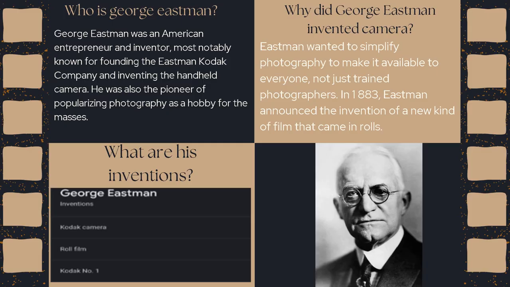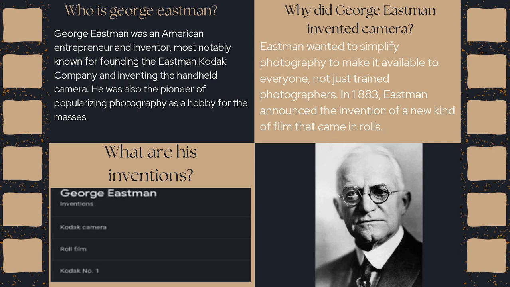So, who is George Eastman? So, George Eastman was an American entrepreneur and inventor, most notably known for founding the Eastman Kodak Company and inventing the handheld camera. He was also the pioneer of popularizing photography as a hobby for the masses. So, familiar mo ng Kodak Company, katong yellow na logo. So, siya ang inventor, George Eastman.